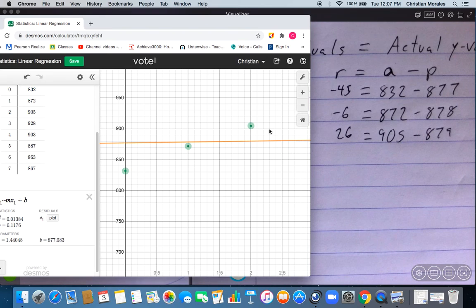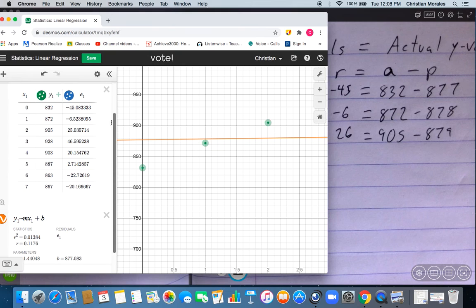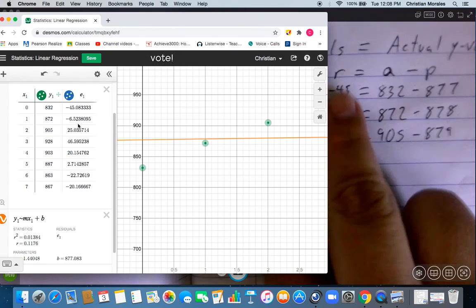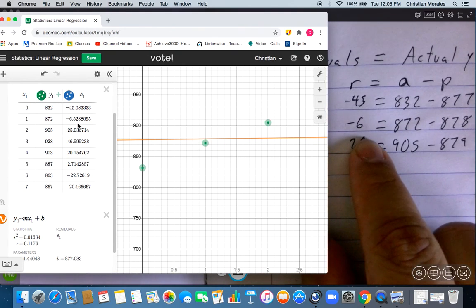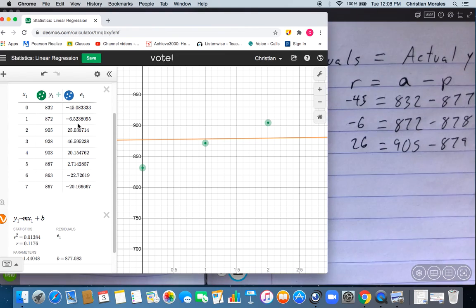Now, I'm going to give you a little shortcut here. Right here, there's a button on the graphing for the plots, residuals. It'll give you the residual if you hit this. And guys, look at the numbers right there. Look at what it is. Negative 45, negative 6, 26. And if you keep doing it for every point, you would calculate these residuals. Okay? And yeah, that is a quick way to do residuals using the graphing calculator.